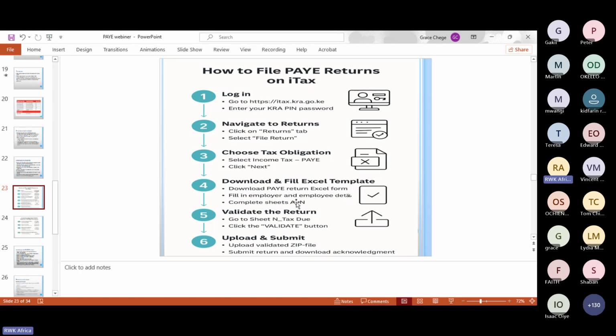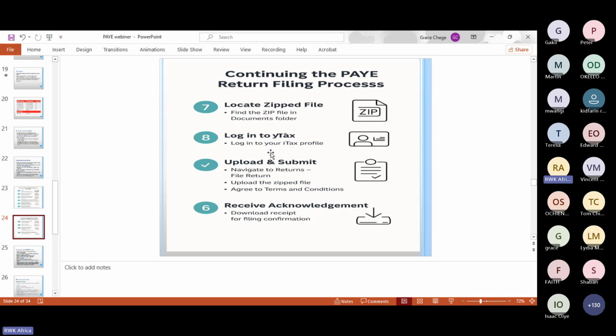After that, you will download the recommended Excel template and fill it appropriately. After which you are going to go to the last sheet, which is sheet N of tax due, and click Validate. Upon validating, a zip file folder will be generated and it will be saved in your documents folder. So you'll go back to iTax, go to returns, file returns, and then you'll upload file returns pay, and then you'll upload the zipped file, agree on the terms and conditions. You'll check on that box, and then after which you are going to submit. Upon submitting, you will generate a PRN just to show that you have completed the filing process successfully.